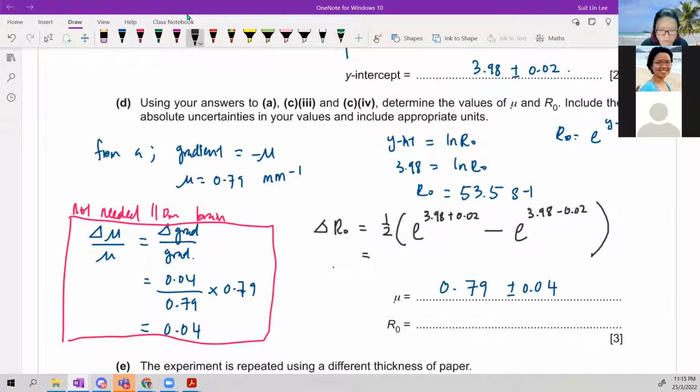Okay, so e to the power of 4 minus e to the power of 3.96, divided by 2. 1.07, which is just 1 SF law. So this will be 54 plus minus 1. Where's the 3 marks? I use different color. This one and this one is 1 mark, both of it.